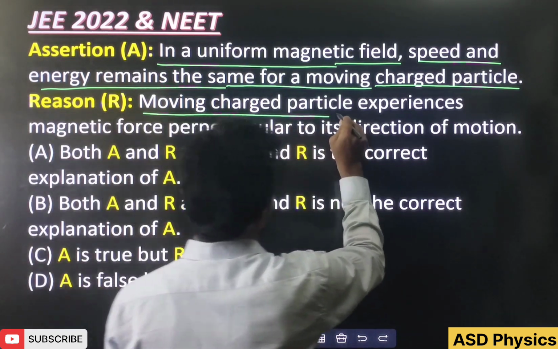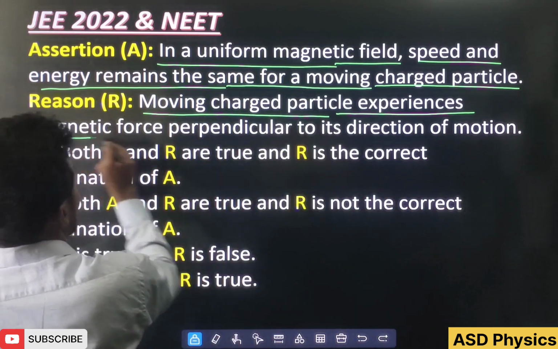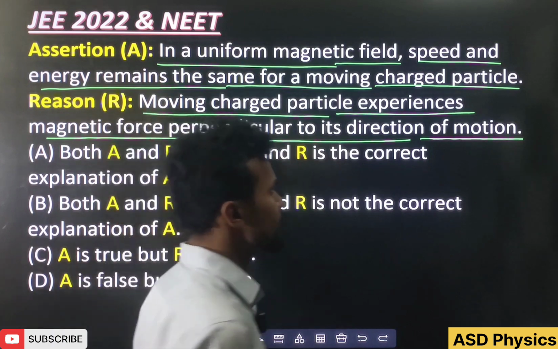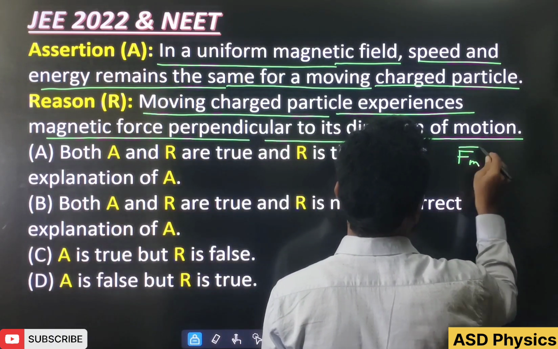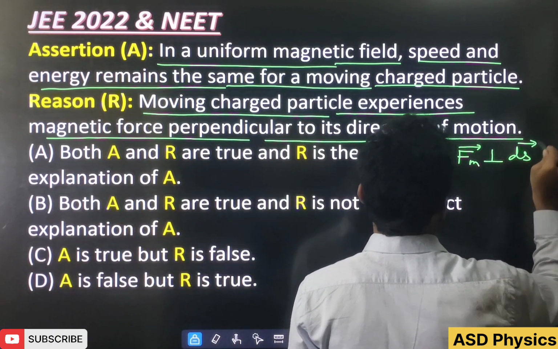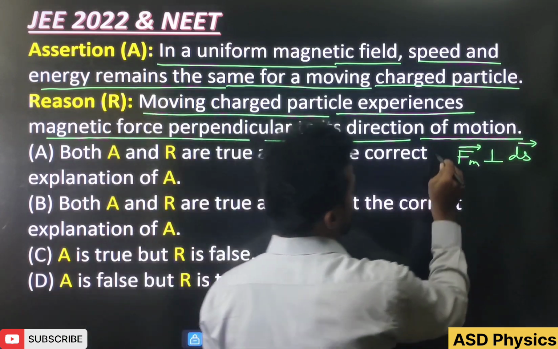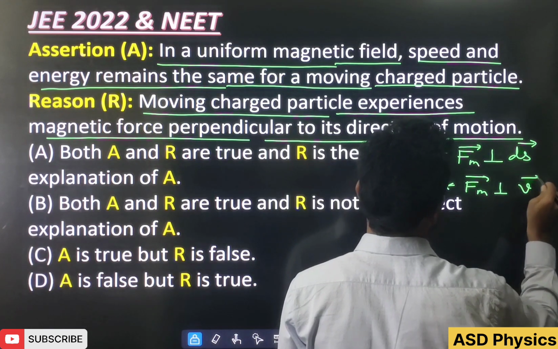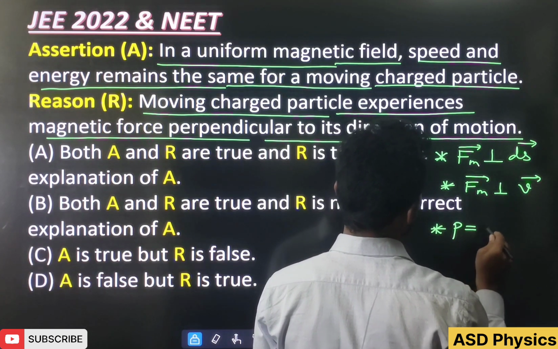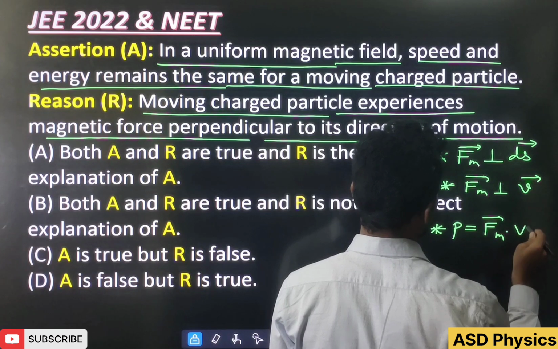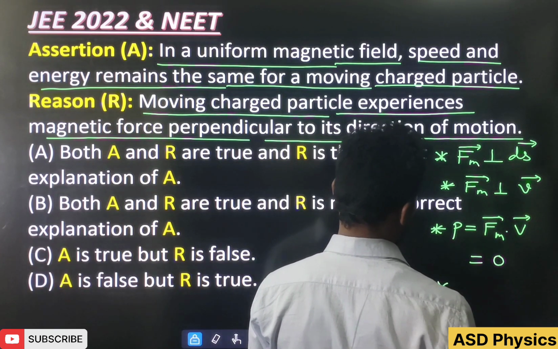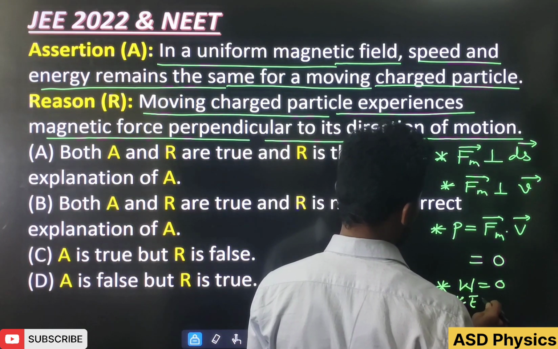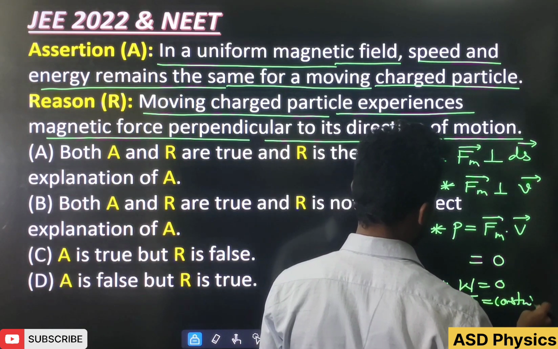The moving charged particle experiences a magnetic force perpendicular to its direction of motion. I have told you vector F is perpendicular to the displacement, or we can say vector F is perpendicular to the velocity. One more thing I can tell you: the power delivered by the force is given by vector F dot vector V, so power is 0. From here also we can say work done is 0, or kinetic energy is constant. All of these are interconnected.